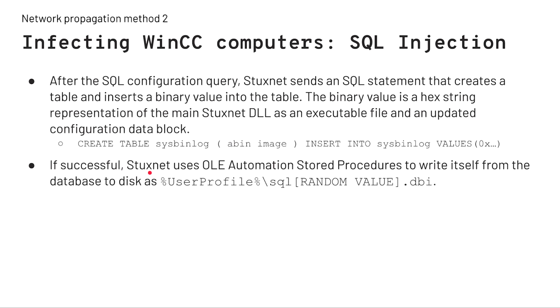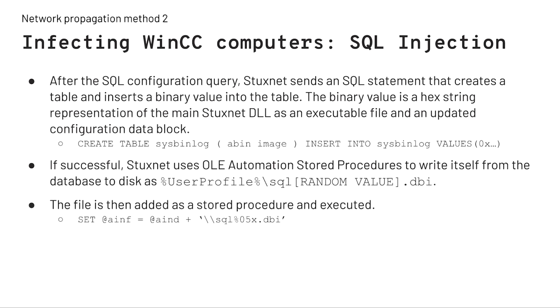And then if that's successful, SQL is using these automation stored procedures to write itself to the disk, from the database to the disk, and then the file is added as a stored procedure and is being executed. So Stuxnet would execute itself. It would copy it as a database entry, store it from the database to the disk, and execute that file from the disk. That's actually an executable now.